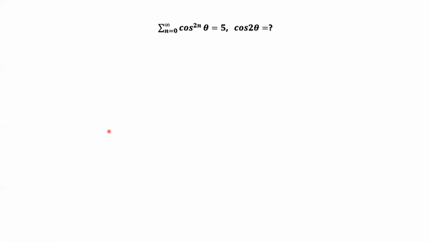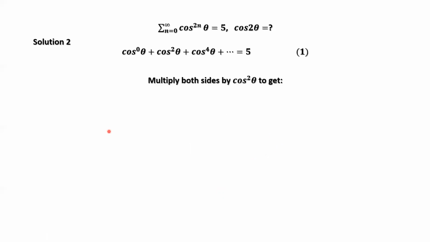Second method. This is a given condition. Multiply both sides by cosine theta squared to get the following equation. What is the difference between two equations?